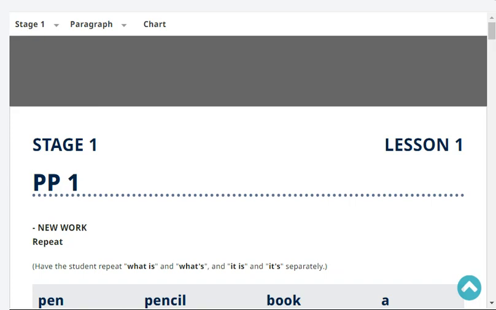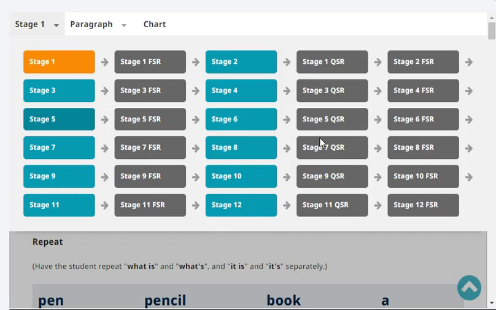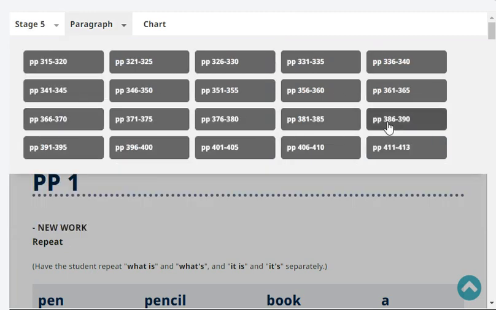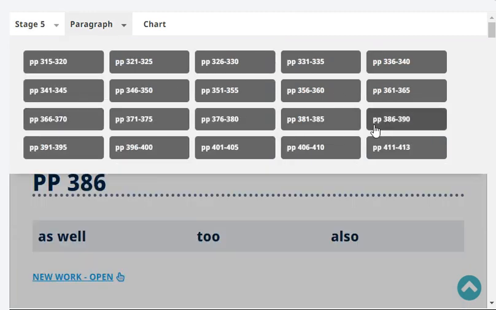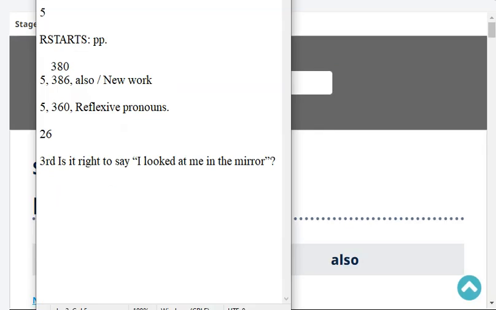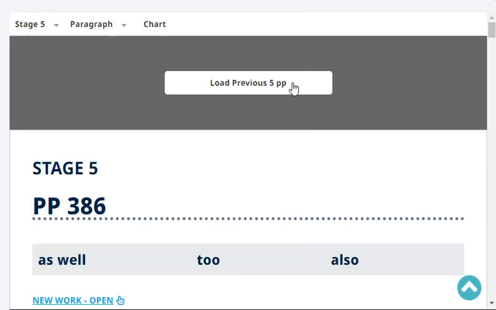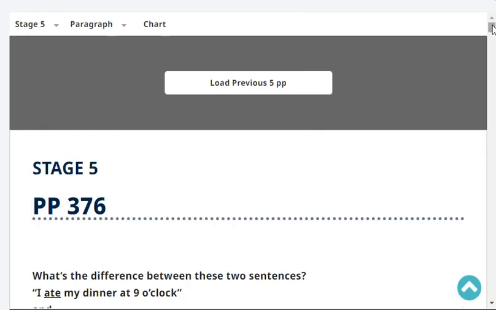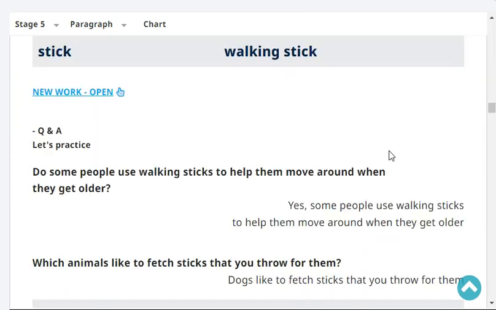Okay, so our progress report says we are at stage 5, page 386. Our last headword was "also", new word type, end of lesson. Okay, let's start with our revision. Ready? Okay, go.